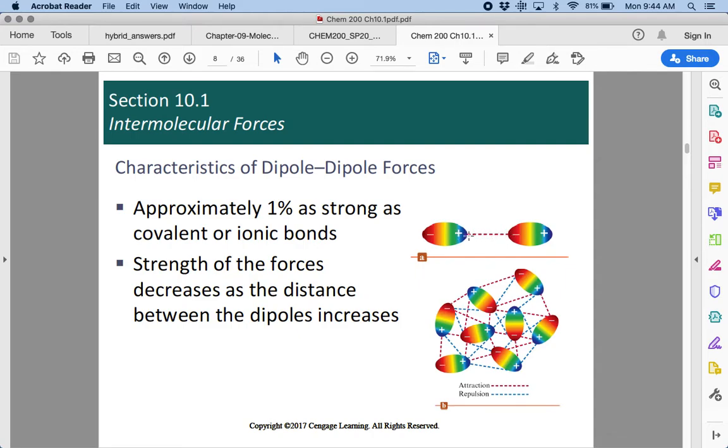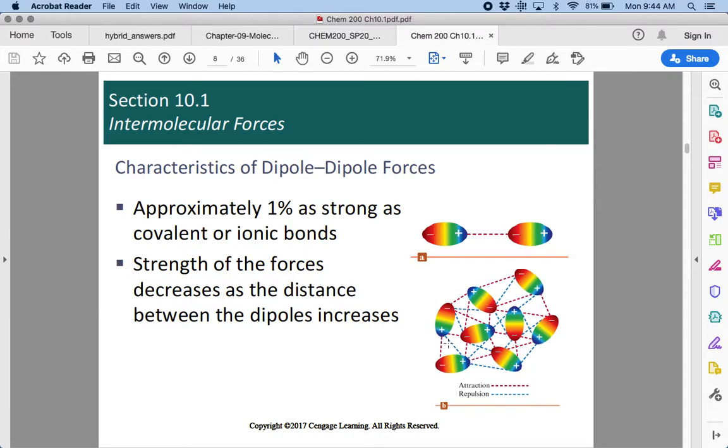It's not a real bond, it's an attraction. That's why it's got a dotted line instead of a real line. This is an attraction between this molecule and this molecule. Remember, these are actual molecules, not atoms. We're talking about molecules now. Down here, let's pretend we have a whole bunch of water molecules. The red dotted lines are attractions.